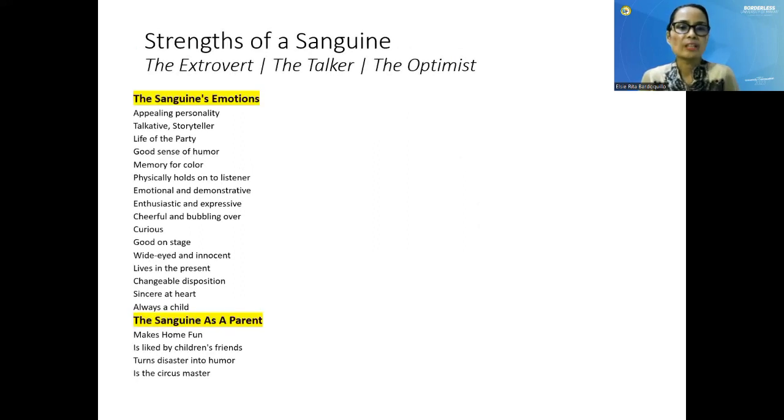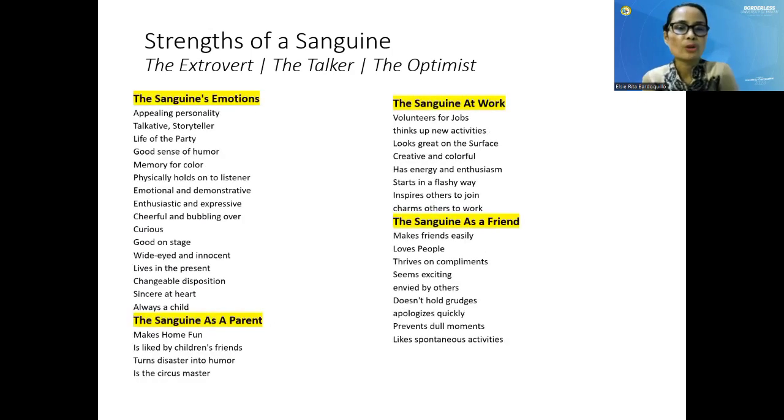So strength of a sanguine, they're also extrovert, a talker and optimist. So as a sanguine emotion, they have a feeling personality, they are talkative and storyteller, entertainer, life of the party, with good sense of humor, memory for color, physically holds on to listener, emotional and demonstrative, enthusiastic and expressive, cheerful and bubbling over, curious, good on stage, and wide-eyed and innocent. Lives in the present, changeable disposition, sincere at heart, and always a child. Okay, kaya masayahin sila eh.